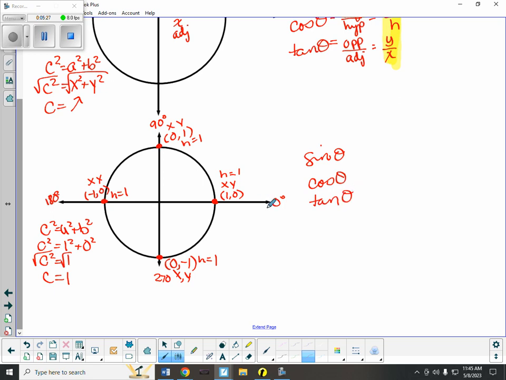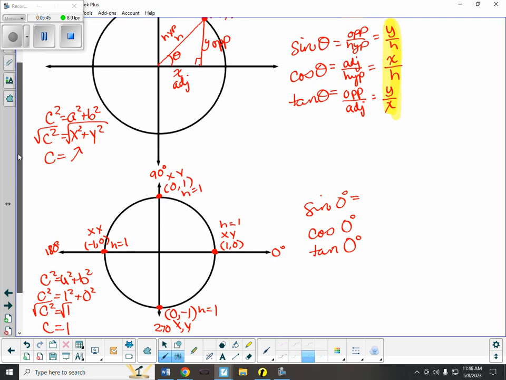Now let's say we want to evaluate the sine of 0. So instead of theta, we're going to write 0. So the sine of 0 degrees, cosine of 0, and the tangent of 0 degrees. So sine is y over h, opposite over hypotenuse. So just look at your y value here. Your y value at 0 degrees is 0. Your h value at 0 degrees is 1. And 0 divided by 1 is 0. So that's what the value is.